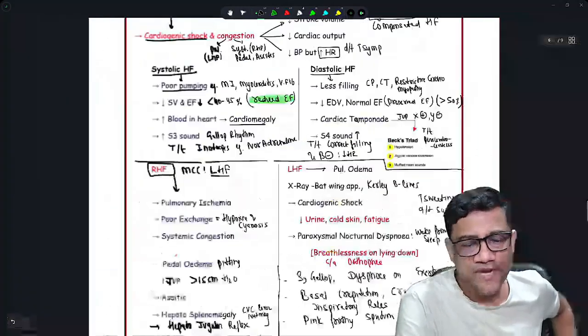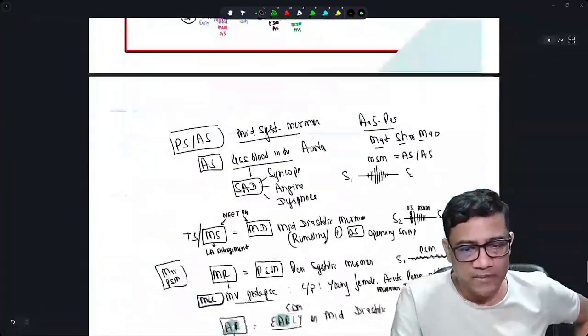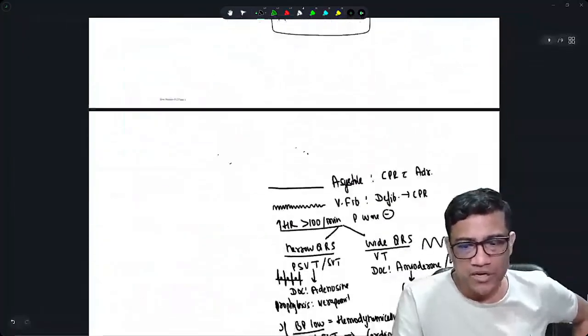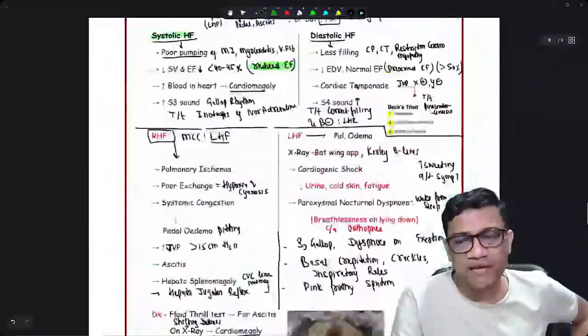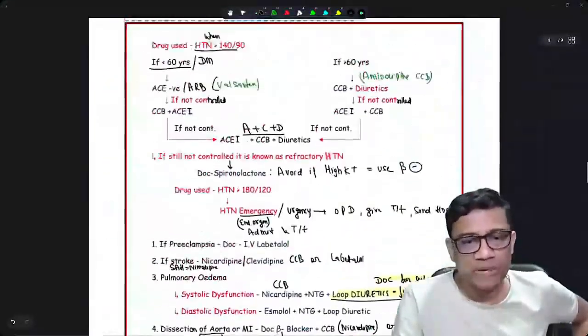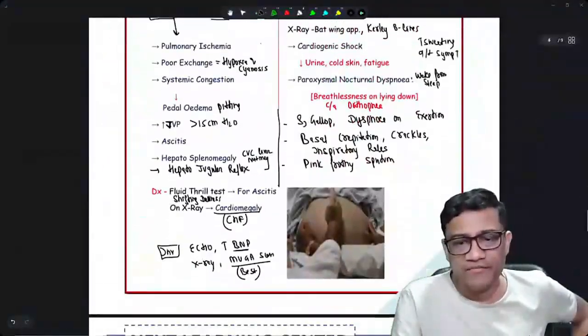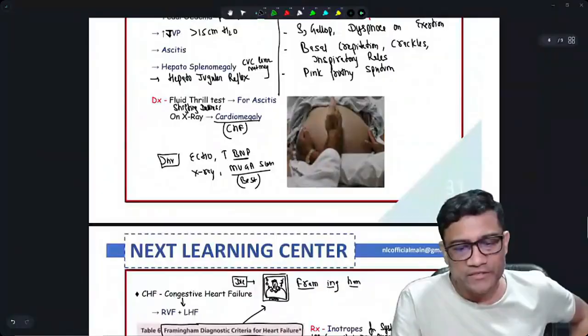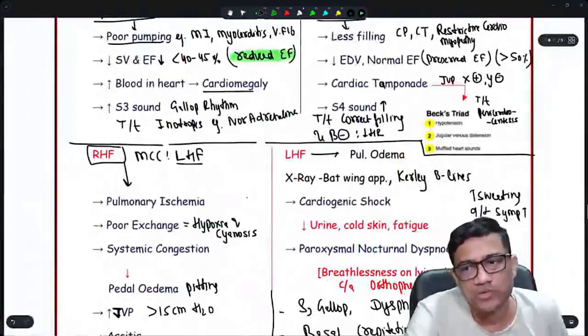And if there is X and Y both present, that will probably come later. If X and Y both are present, what condition will this become? This is your constrictive pericarditis, and also Kussmaul is positive.